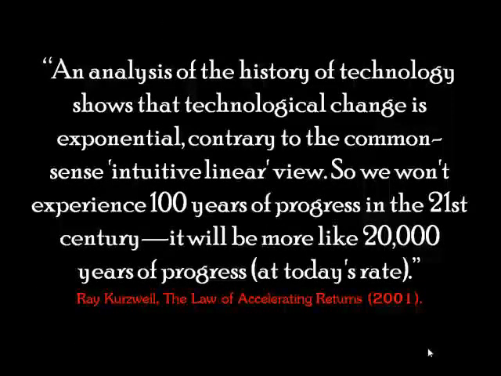This is a law called Kurzweil's law. And this law actually says this. An analysis of the history of technology shows that technological change is exponential, contrary to the common sense intuitive linear view. So we won't experience 100 years of progress in the 21st century. It will be more like 20,000 years of progress at today's rate. That's the end of point 1.